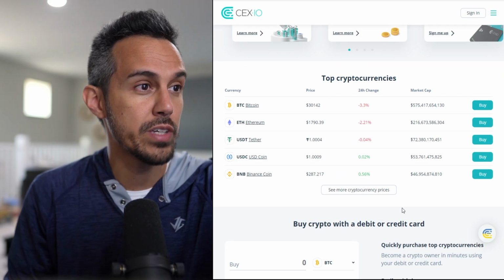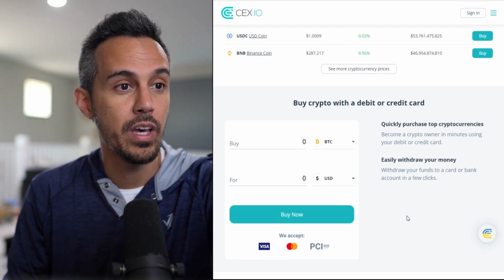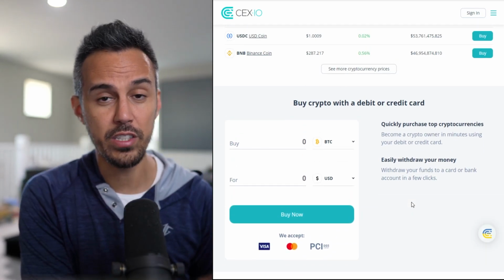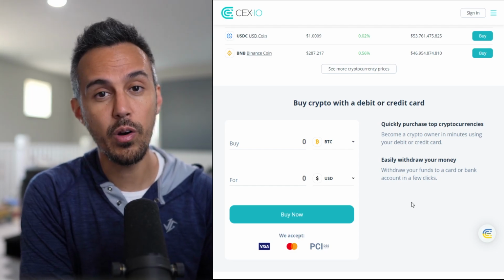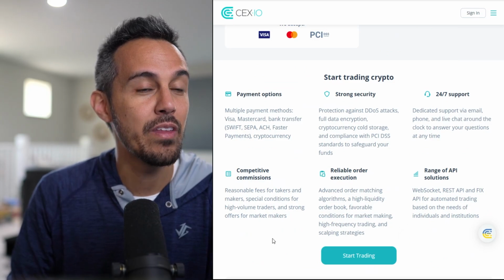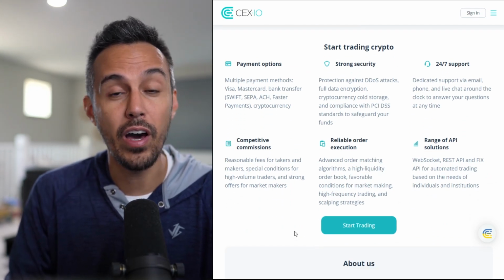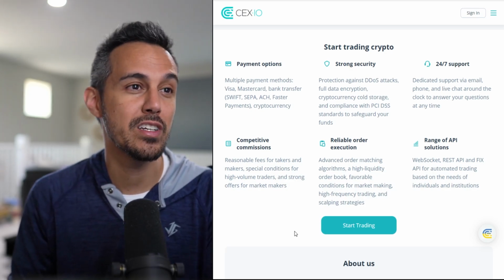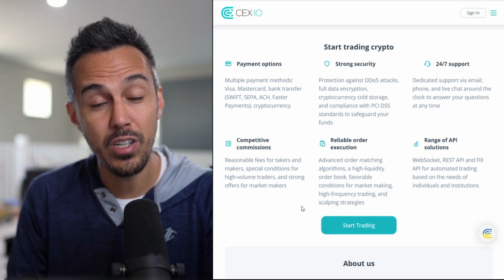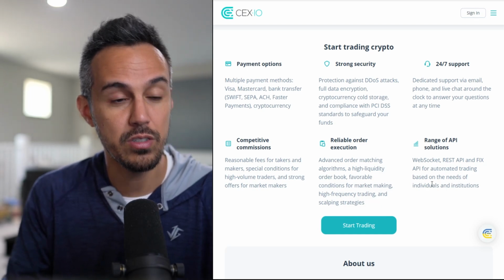If you check out their website here, they list some of the top cryptocurrencies, a great place to learn about new ones as well. You can even buy crypto with a debit or credit card. So if you guys are always looking for new ways to get into crypto or telling your friends and family, there's no easier way than using a credit or debit card. So definitely check it out. They have even more features on why you should be using CEX. Not only the payment options, which I mentioned, but strong security, 24/7 support, competitive commissions, which is always important when you're doing a lot of trades, reliable order execution, and a range of API solutions, which we're going to be talking about right now.